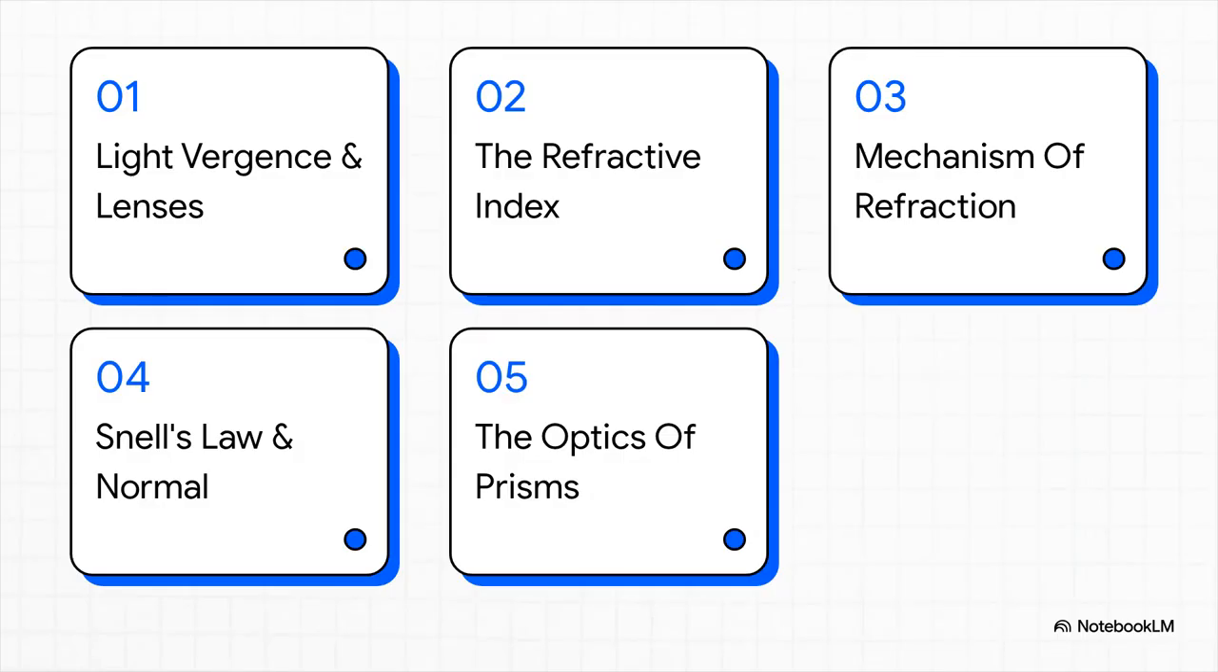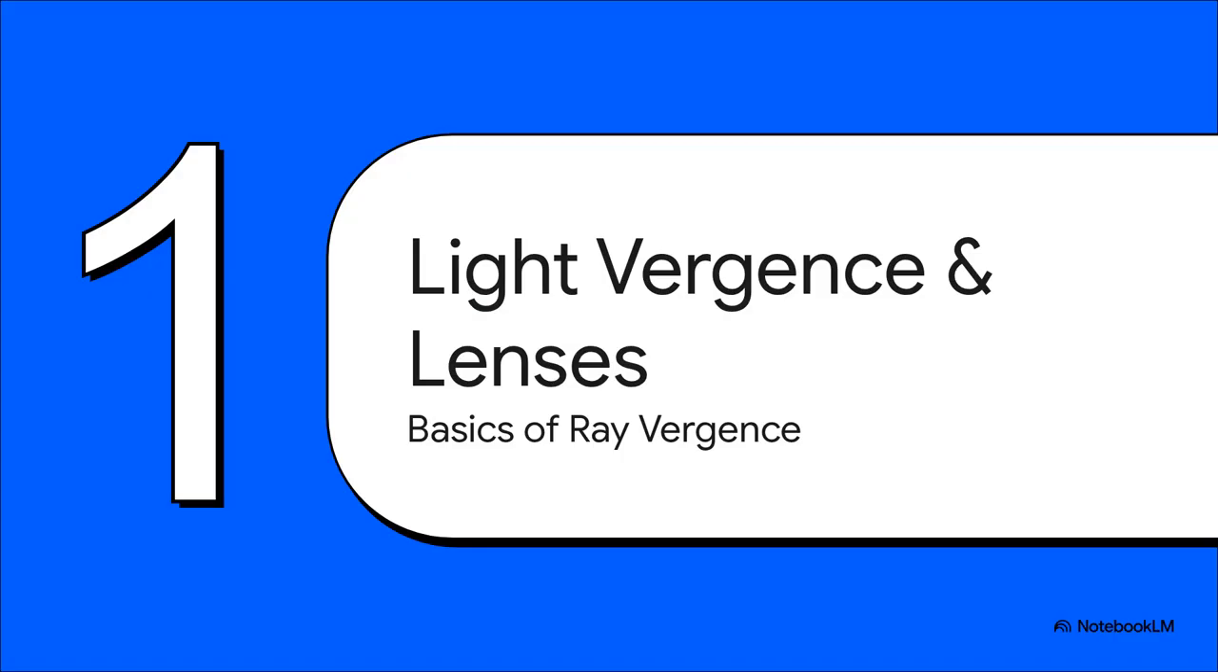This explainer is your mental roadmap. Today's agenda covers 1. Light vergence and spherical lenses. 2. Understanding the refractive index. 3. The mechanism of refraction. 4. Snell's law and the normal. And finally, 5. The optics of prisms. Section 1. Light vergence and spherical lenses.